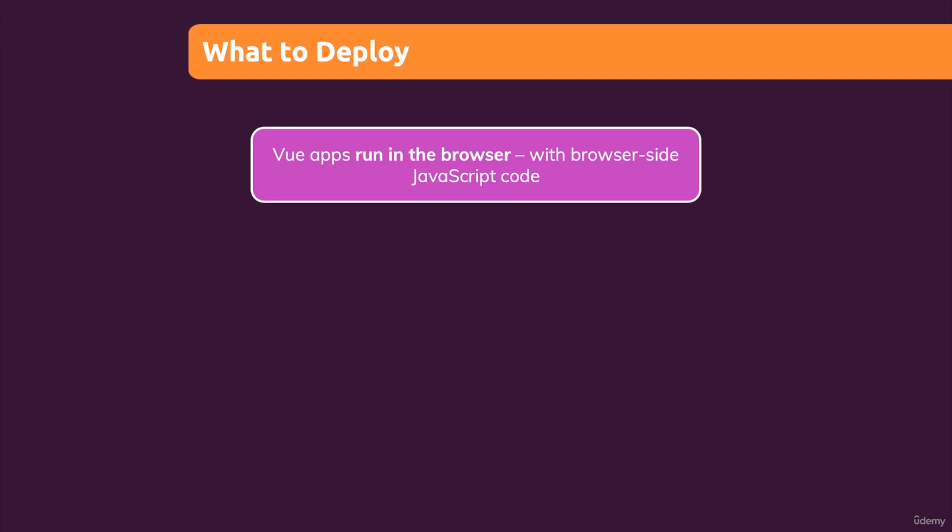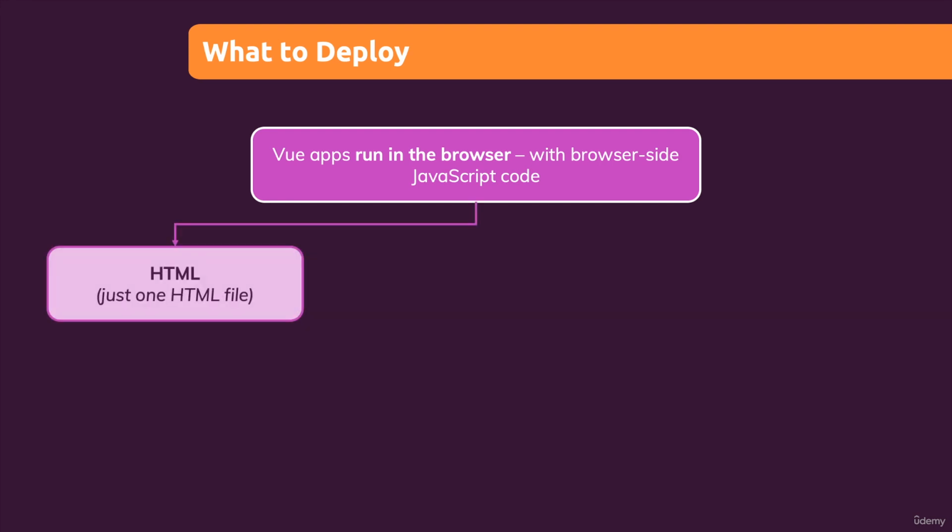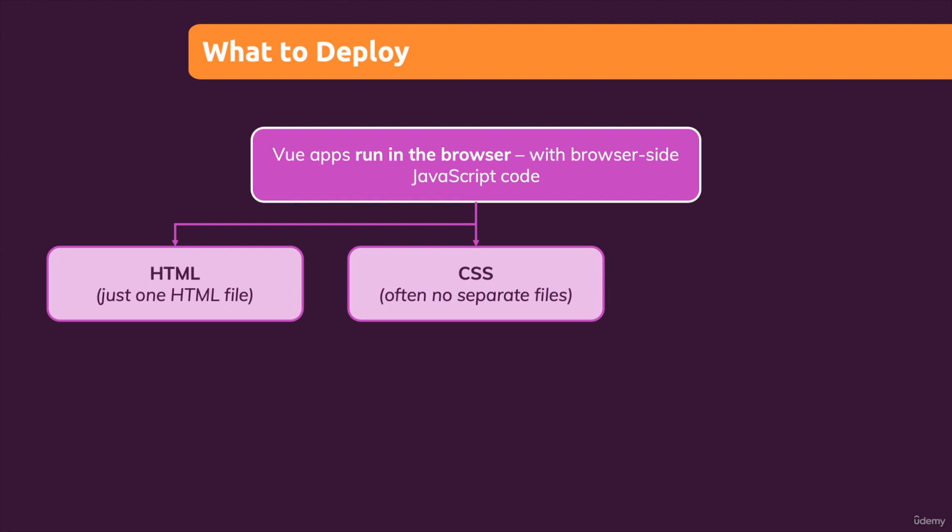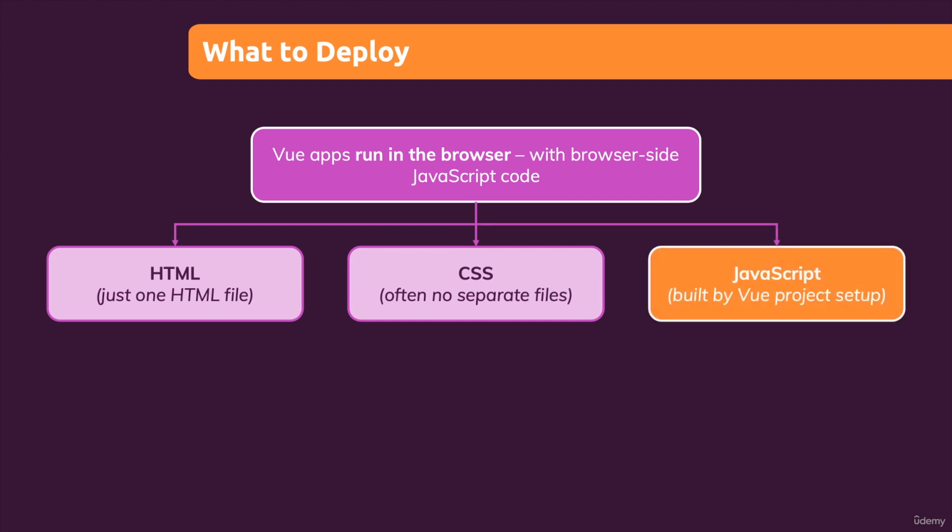Here, we really just have a couple of files which are all interpreted by the browser. We got our HTML files, in this case just one HTML file since we're building a single page application. We got CSS files, possibly. Here in the projects we worked on, we didn't have separate CSS files. We merged that with the components, and therefore the project setup will take care about extracting this and adding it to the page. We have no separate CSS files. And most importantly, we have a bunch of JavaScript code.